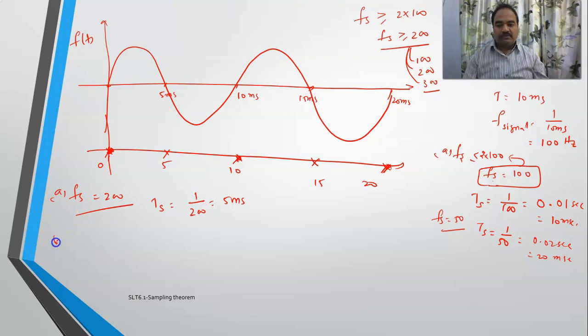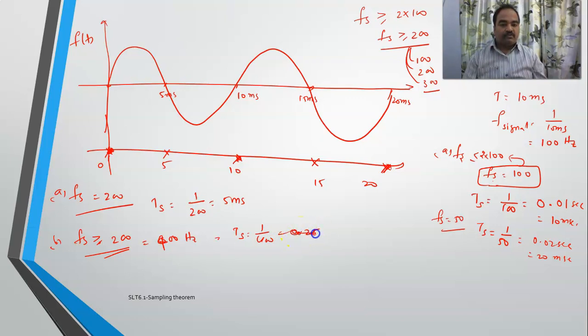So what I should do is pick fs greater than 200. So I am picking 300, or I will take 400. If it is 400, what is my sampling time? 1 by 400, it is 0.25.